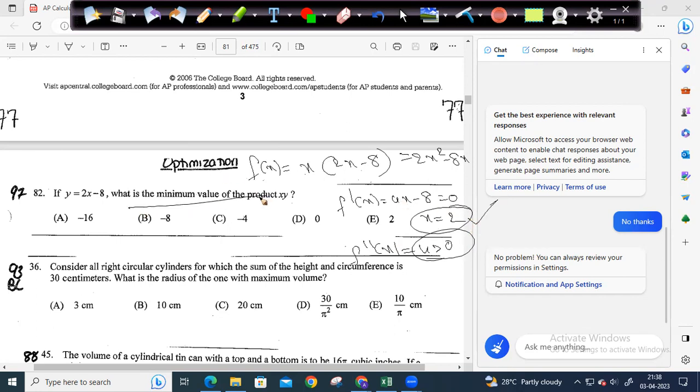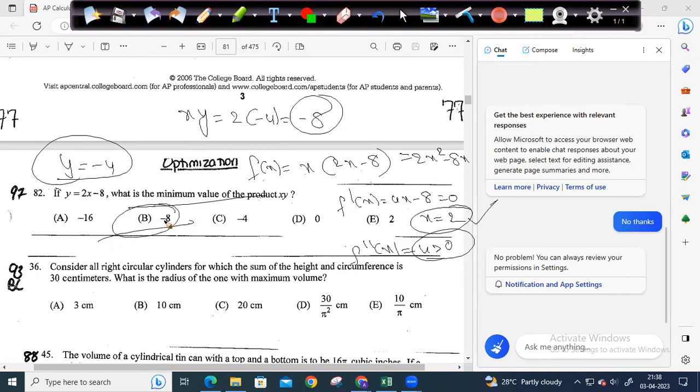So he's asking what is the minimum value. So if x is equal to 2, the relative minimum occurs, and y is equal to minus 4. He's asking the minimum value of x into y, so x into y is 2 into minus 4, which is minus 8, which is B, for Bangalore, your wonderful answer. Okay, so simple, right?